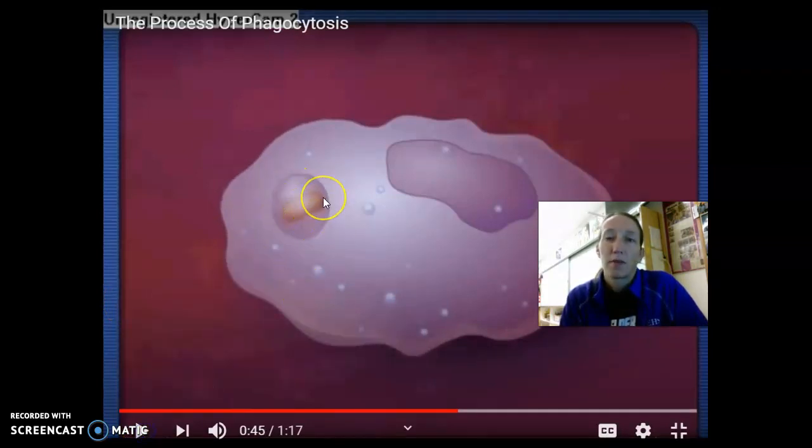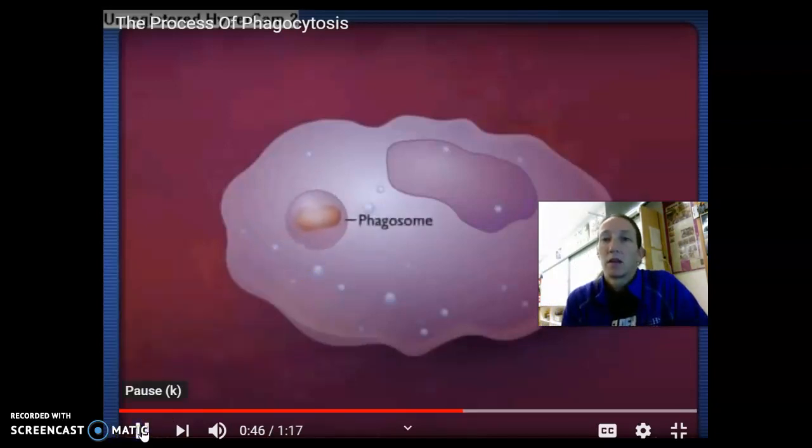So I love that it wraps it up completely. You can see that it's three-dimensional, brings it in. Don't worry about the names of phagocytes or any of that.